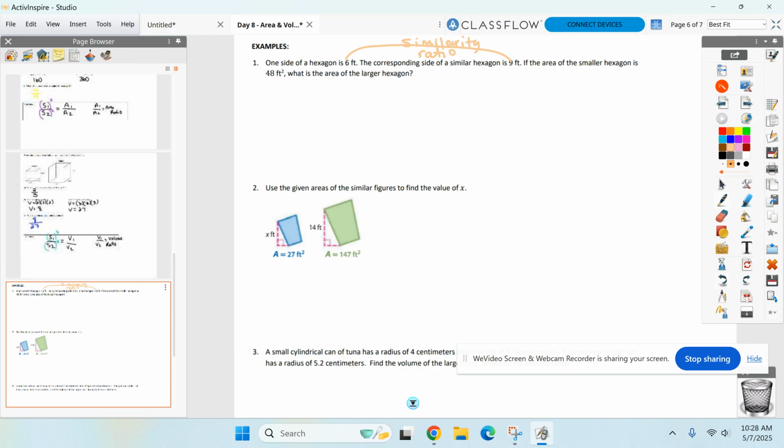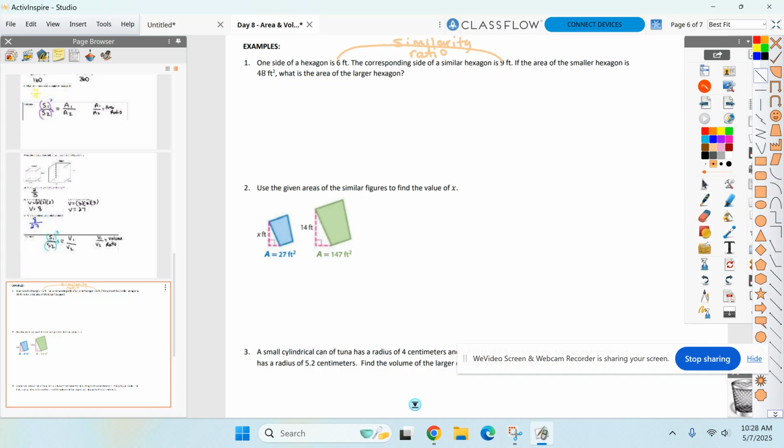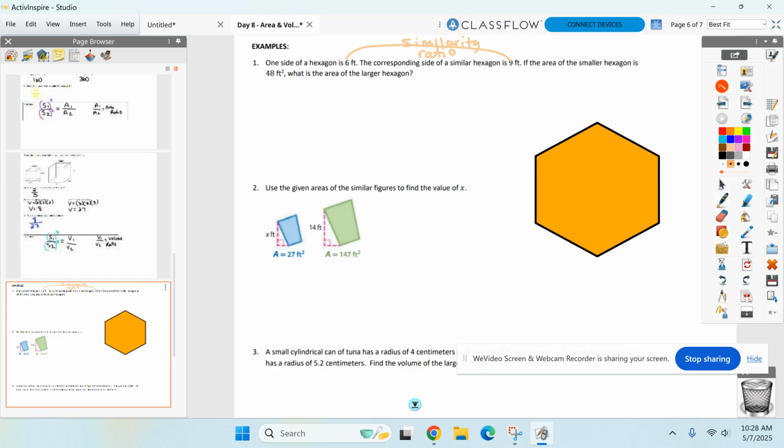I'm telling you one area of the smaller one is 48 square feet. What's the area of the larger one? I don't want to draw a hexagon out, put a 9-foot side, and then try to figure it out. By the way, I can't do that. Where's my hexagon? There it is. Similar hexagon, 9 side. I can find that, right?